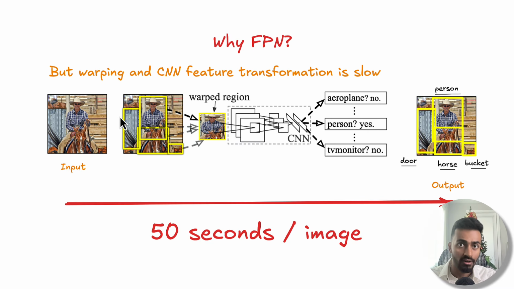But another issue was that it's very slow. Honestly, it's so slow, it took about 50 seconds to make an inference on a single image, even on a GPU. And a lot of that lag was mostly because of this warping plus feature transformation phase here. So how do we deal with this?